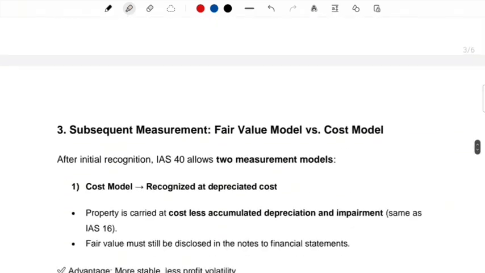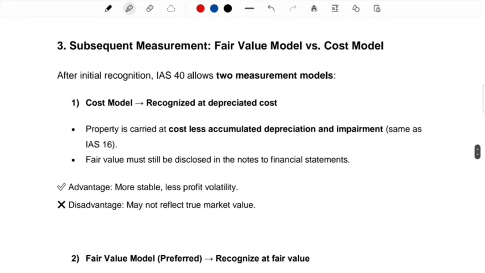Okay. Now, subsequent measurement, which is extremely important. IAS 40 allows you two measurement models. Number one, you can recognize the property at the cost. You can continue to recognize it at the cost. Initially, it is going to be recognized at cost, but subsequently, you can carry it at cost. The treatment is the same as IAS 16, which is that you would be carrying the property at cost, less accumulated depreciation and impairment. Fair value, however, must be disclosed in the notes to the financial statements.